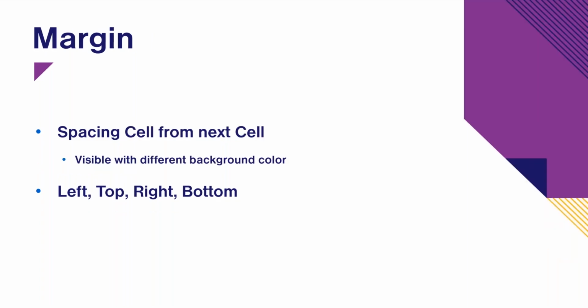The margin is, on the other hand, spacing the cell from the next cell or from the right or left side of the report itself. You can also make it visible with a different background color. If you want to check how it works, you can define a different background color, and you can see it yourself in the visualization of the style. And again, you can define it for all four sides as well.